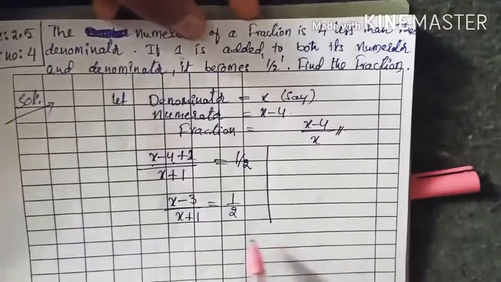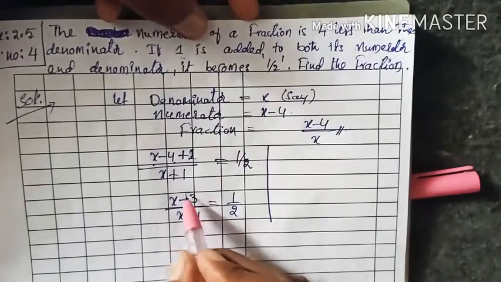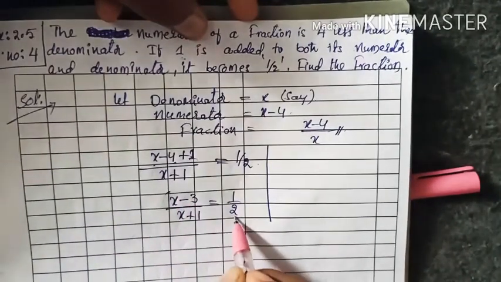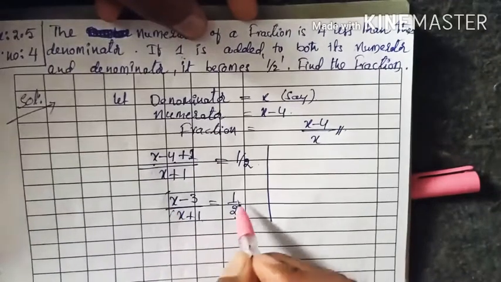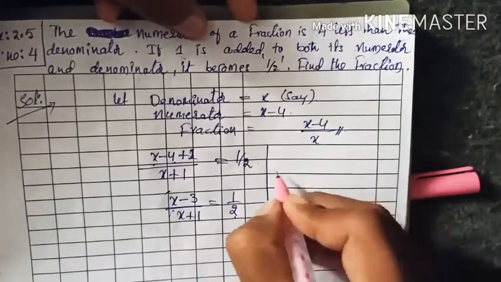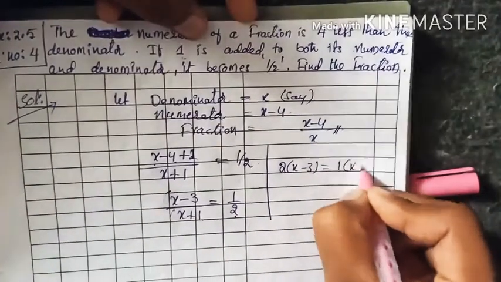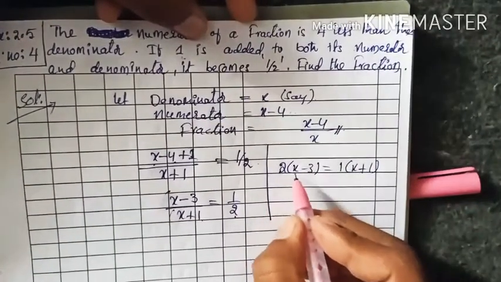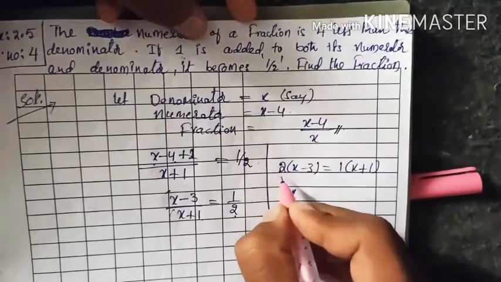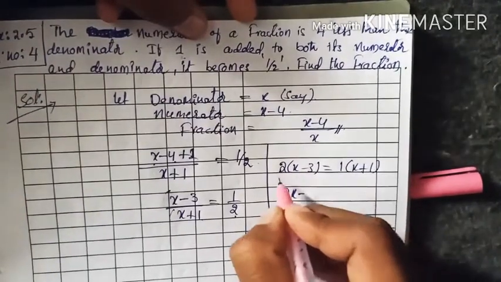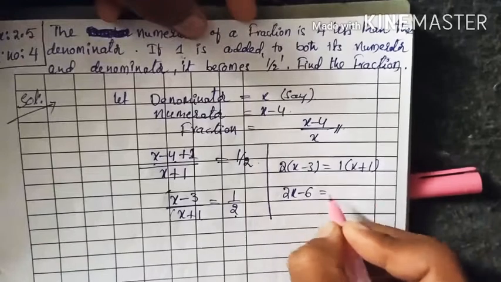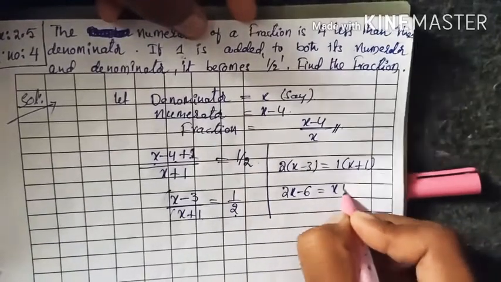Now we will do cross multiplication. The numerator multiplies with the denominator, and this denominator multiplies this numerator. So 2 into x minus 3 equal to 1 into x plus 1. 2 into x, 2x, plus into minus, minus 2 3s are 6. 1 into x, x, 1 into 1, 1.